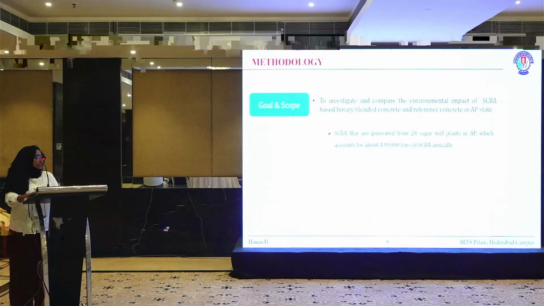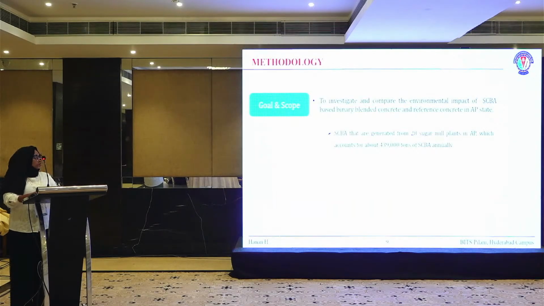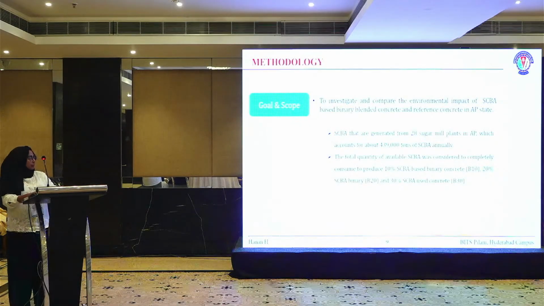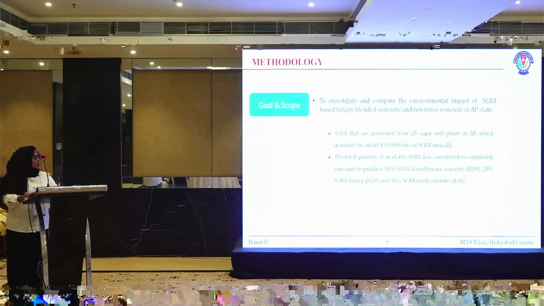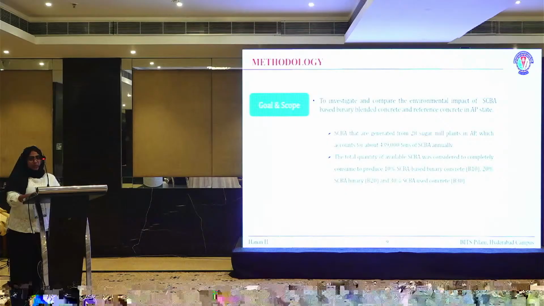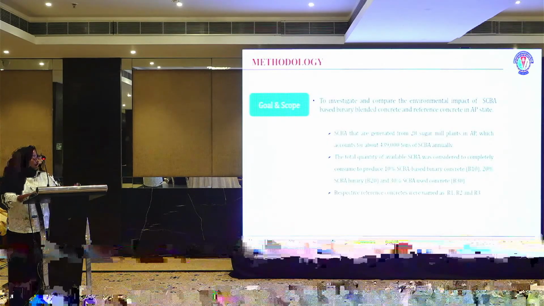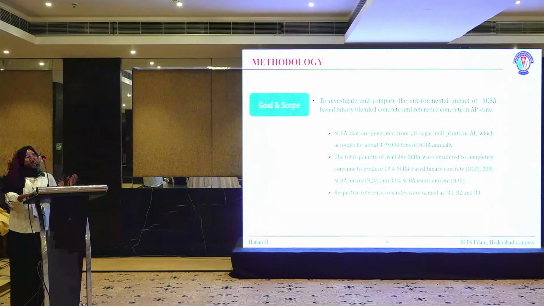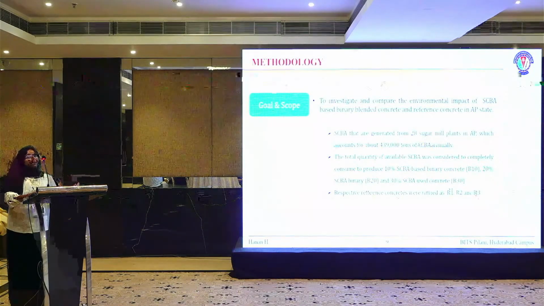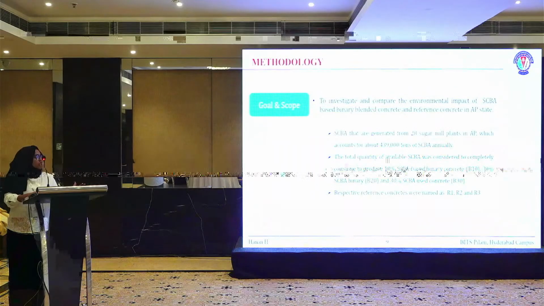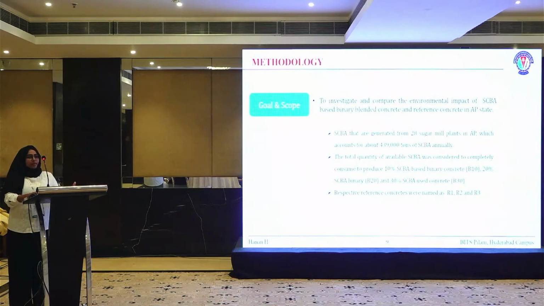Here 3 scenarios were considered. In the first, second and third scenario, the entire quantity of available SCBA was assumed to be used to produce 10-20% SCBA based binary blended concrete. The respective reference concretes, that is without SCBA, were named R1, R2, R3. Based on the available SCBA, the volume of the SCBA based blended concrete was calculated.